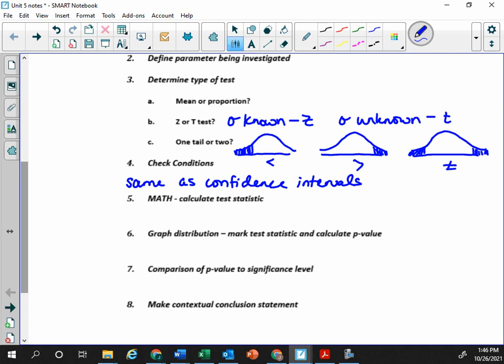And then graph distribution, mark test statistic, and calculate p-value. That just means make a sketch. Like draw a little picture for me. And then write down the p-value, which you're going to get from your calculator. I know you don't know what a p-value is yet, but that's okay.